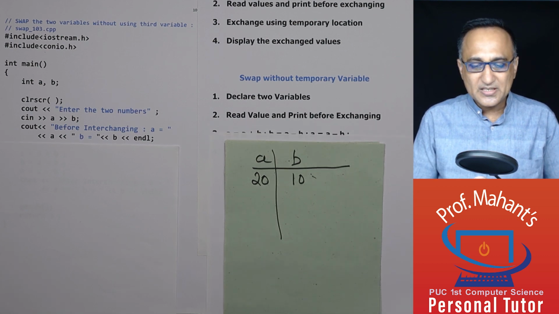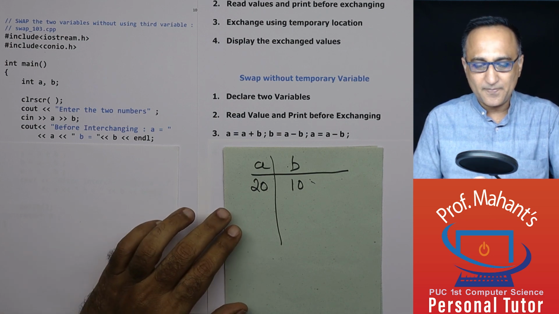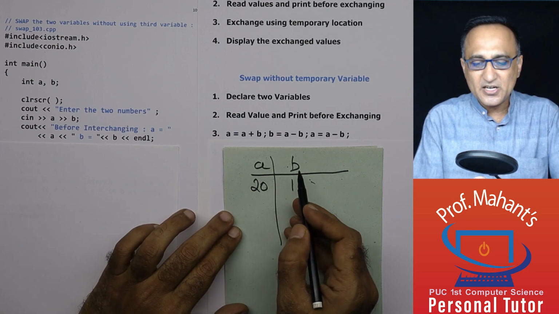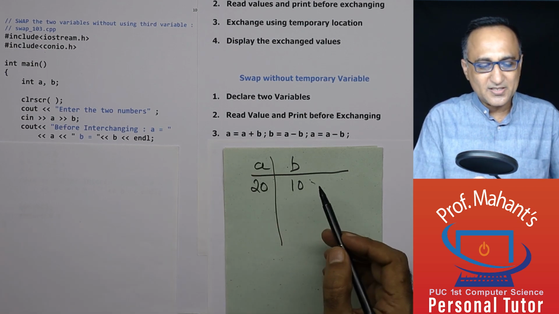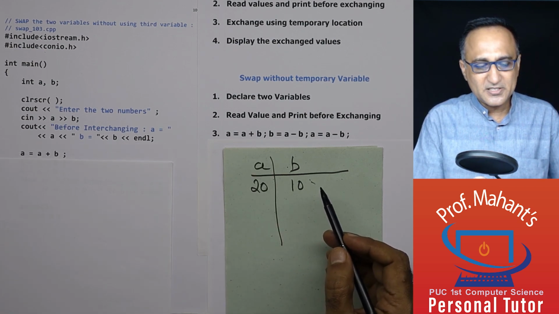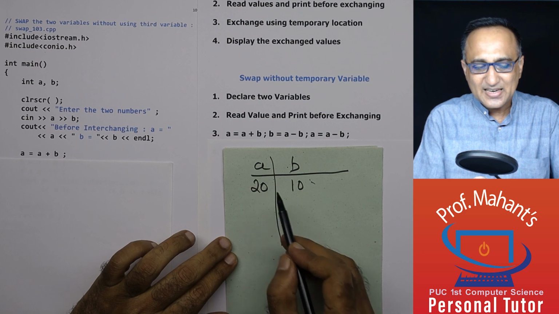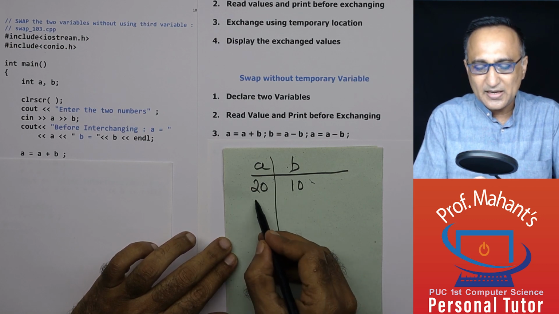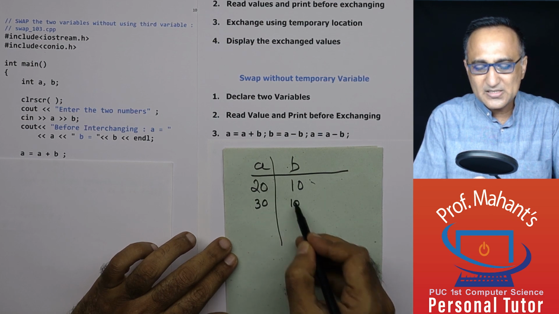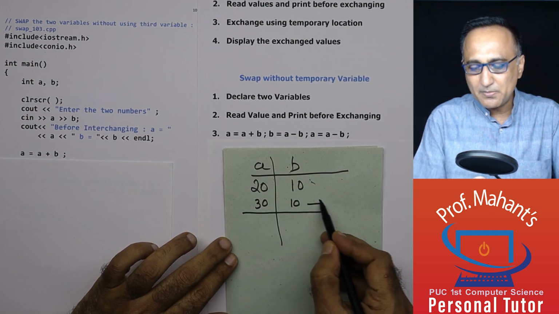Now I'm going to show you the logic. Using simple addition and subtraction, I can do the exchange. So this step 3 consists of three parts. In the first step, A is assigned the value of A plus B. So A is 20 plus 10, A becomes 30, B remains as it is. This is step number 1.